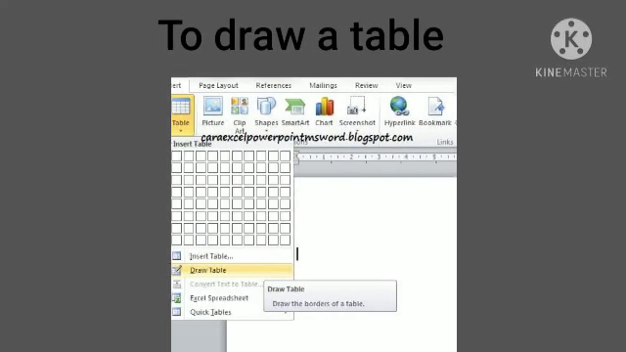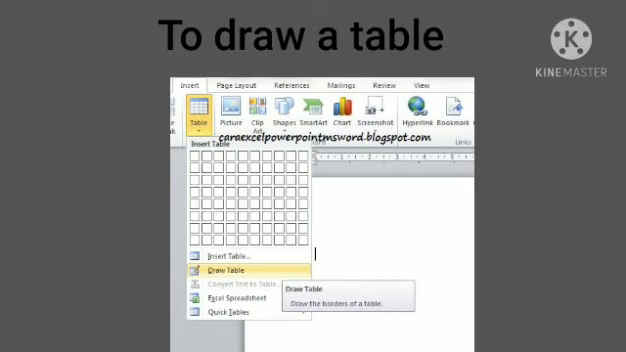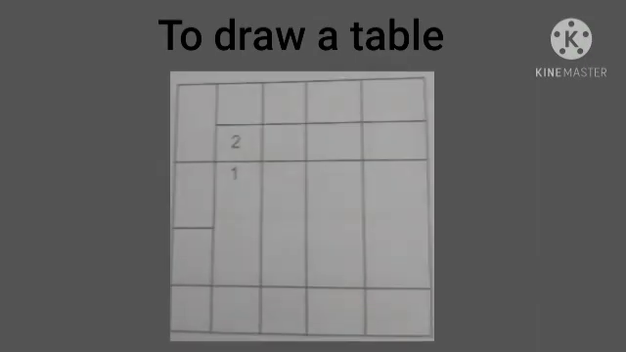To draw a table, first select Insert tab. Second, click on the drop down arrow of Table group and then select Draw Table command. Third, the mouse pointer converts into a pencil shape. Start drawing the table by dragging the mouse on the document work area.